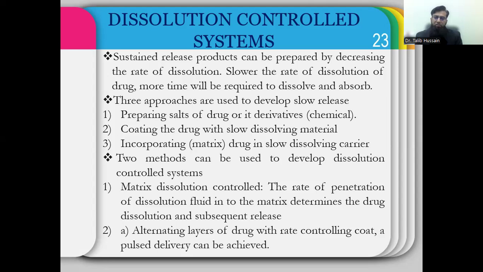Third one is a matrix that has a polymeric material that allows the drug to be eroded slowly, or to be removed slowly. The matrix is actually a homogeneous blend of the drug and the polymeric material. So the rate of penetration of the dissolution fluid in the matrix will determine what kind of dissolution and release will be from the matrix system.